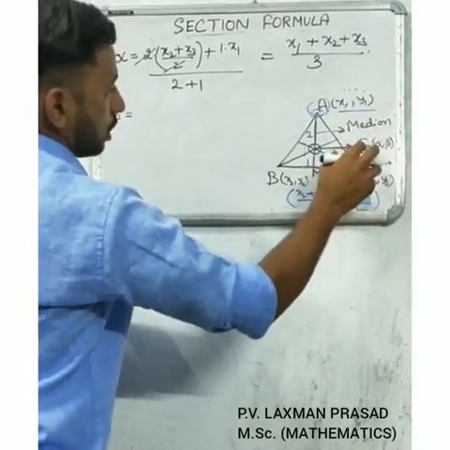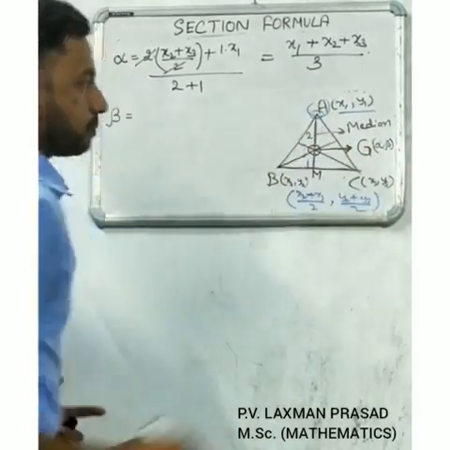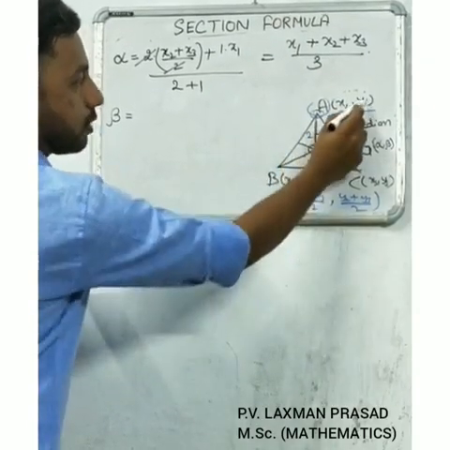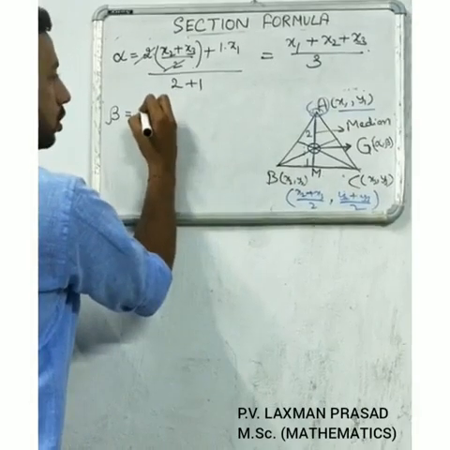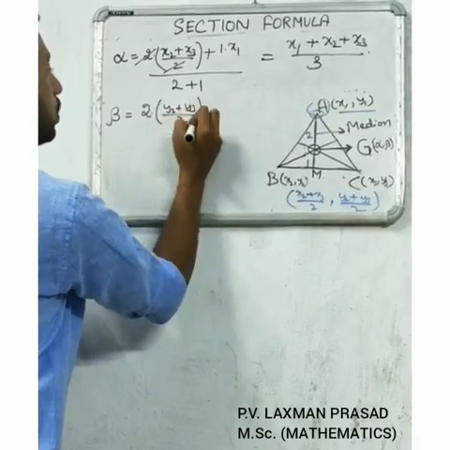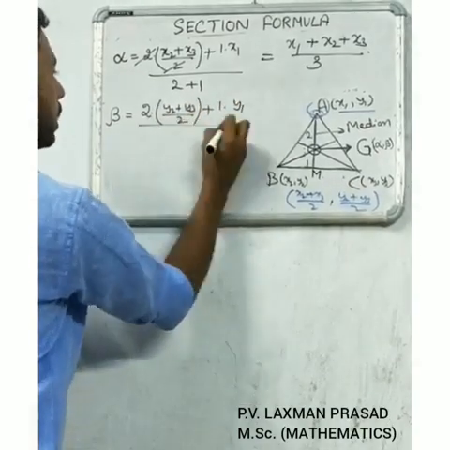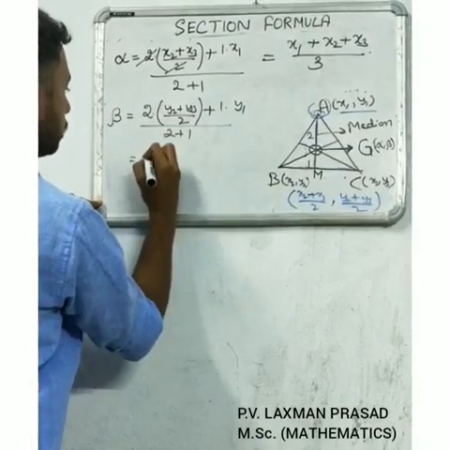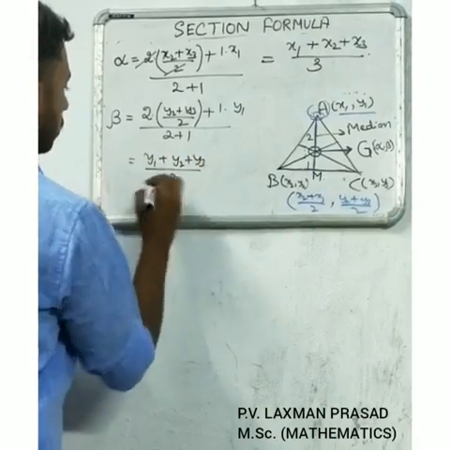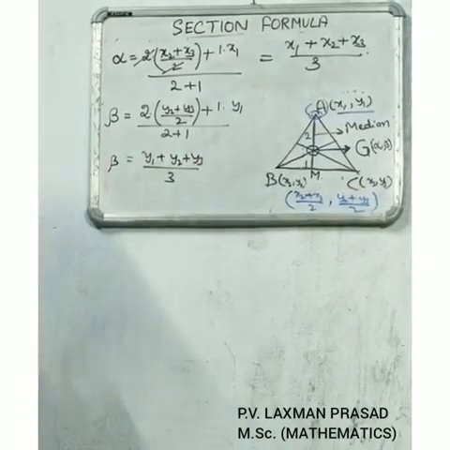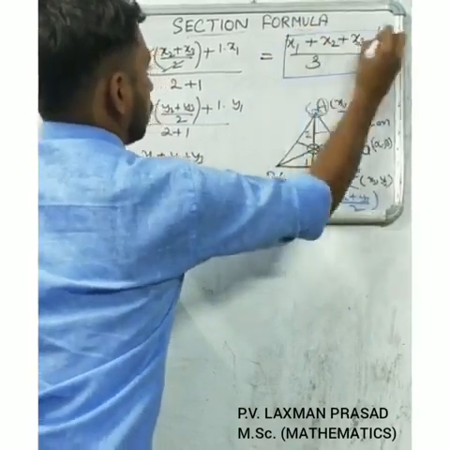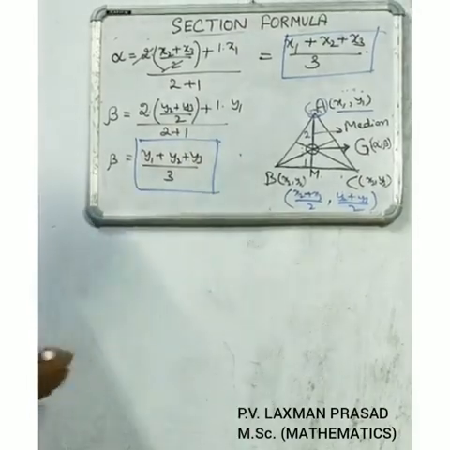Beta is the y coordinate of this point, which must be equal to (m times y2 plus n times y1) by (m plus n), that is, (2 times (y2 plus y3) by 2 plus 1 times y1) by (2 plus 1). This will give you (y1 plus y2 plus y3) by 3. So here you have the formula for the x coordinate of the centroid, the formula for the y coordinate of the centroid.